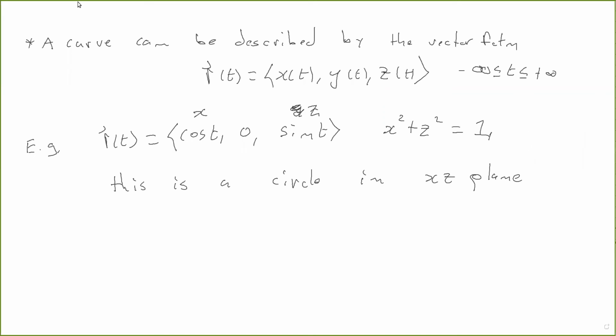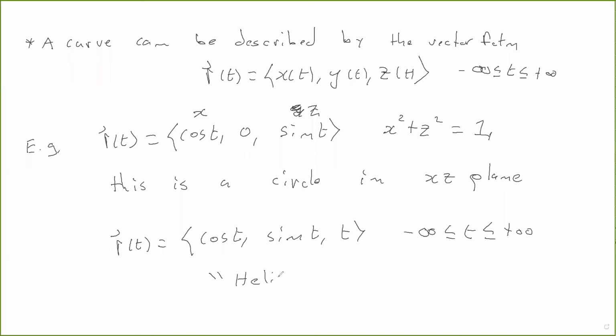So this is very similar to an example that we've seen in 2 dimensions. Okay, another familiar curve would be r of t is equal to cosine t, sine t, t. And we'll just say minus infinity less than or equal to t less than or equal to positive infinity. I remember this, we saw this earlier in the very beginning of the semester. This is a helix, and it goes around the z-axis.